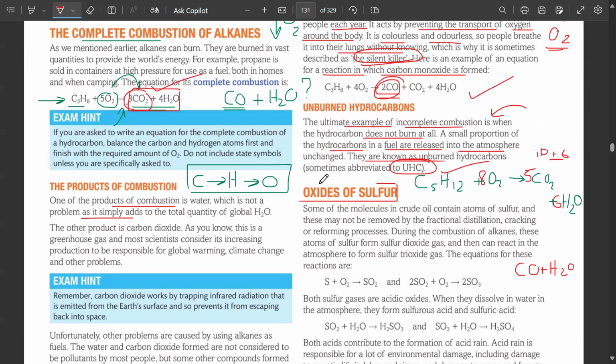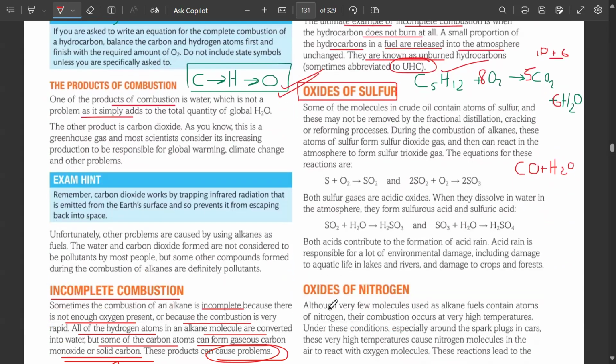Then we have oxides of sulfur that you have already studied in IGCSE. I'll just quickly review it. Can you tell me what are the harmful effects of these oxides of sulfur and oxides of nitrogen? You should remember. Carbon monoxide was different. What was their effect and where did these two gases come from? For example, sulfur dioxide, nitrogen dioxide. Remember?